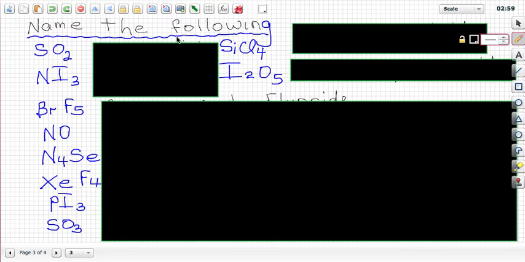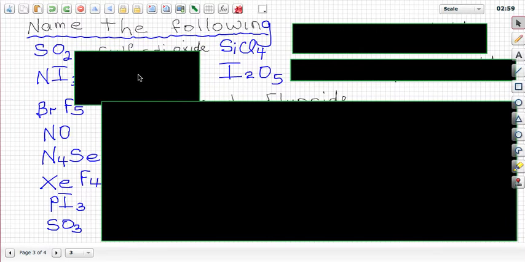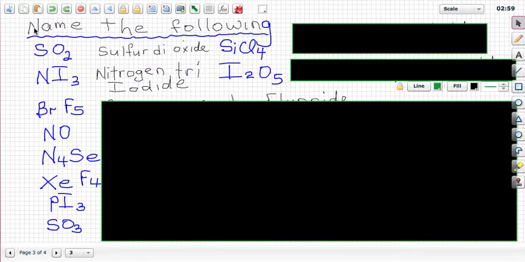How do we name the following? SO2. If you want to pause the video and do it on your own, you can, or you can work with me. So SO2. The name of the first element as it appears in the periodic table, the number of the second element, di, followed by the last element, which ends in an "ide": sulfur dioxide. N I3: first element as it appears in the periodic table, the number of the second element, tri, followed by the element ending in an "ide."